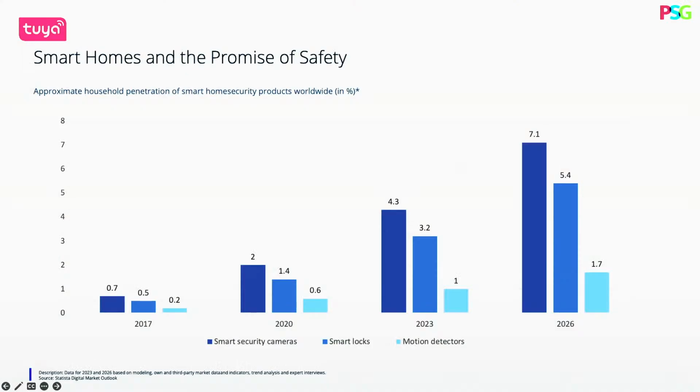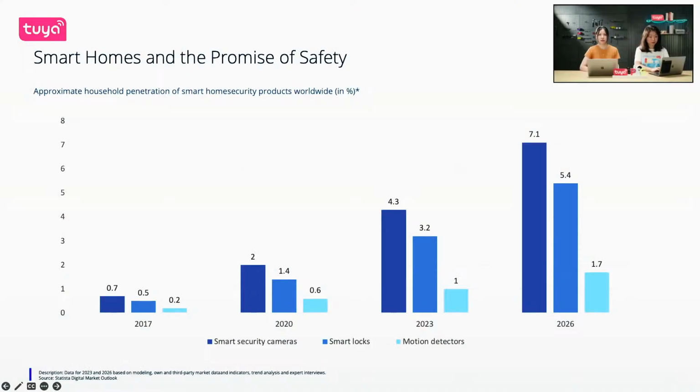In security cameras, researchers predict a jump in penetration rate of 2.8%, while smart lock implementation is expected to rise by 2.2% in this time frame. The sole loser in this equation is motion detectors, which are predicted to be installed in 1.7% of households in 2026, after total growth of 1.5% since 2017.